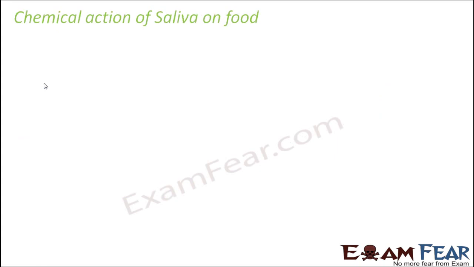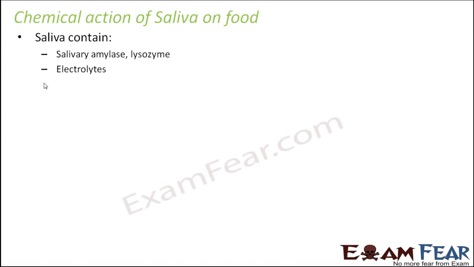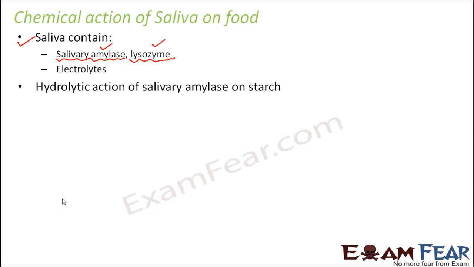Now let us see the chemical action of saliva on the food. So how saliva exactly acts on food. Now as I said, saliva contains mucus. 0.5% of saliva has mucus and enzymes. So what are those enzymes? Enzymes are salivary amylase and lysozymes. These are the enzymes present in saliva, and they play a vital role in breaking down complex carbohydrates into simpler forms.